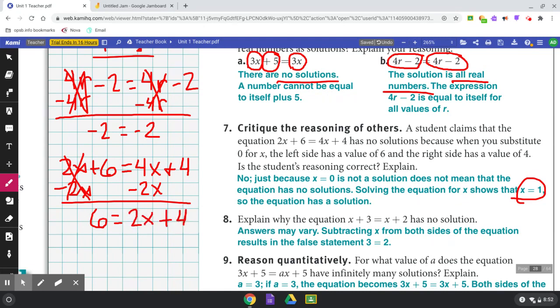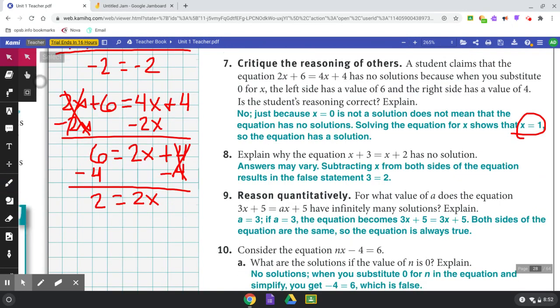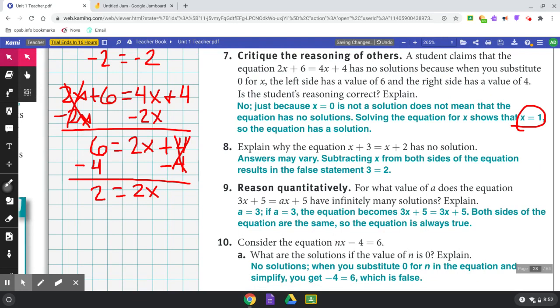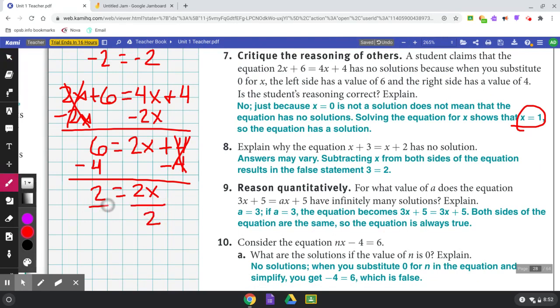Now I want to isolate the term with the variable by subtracting 4 from both sides. I get 6 minus 4 is 2 equals 2x. 4 minus 4 cancels. Let me scroll down here a little bit. Now I need to isolate the variable, so I'm going to divide both sides by 2. Oops, I didn't mean to do that. 2 over 2 doesn't eliminate. What are you doing, Miss DeWitt?